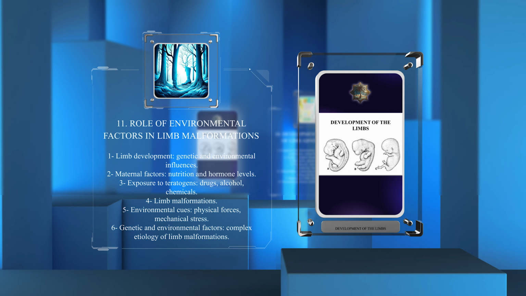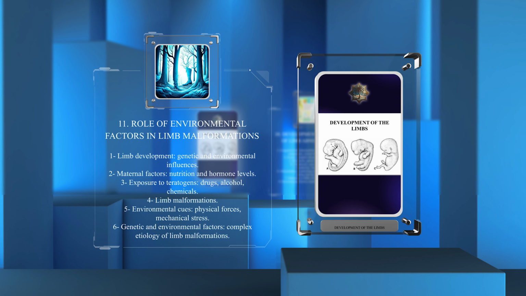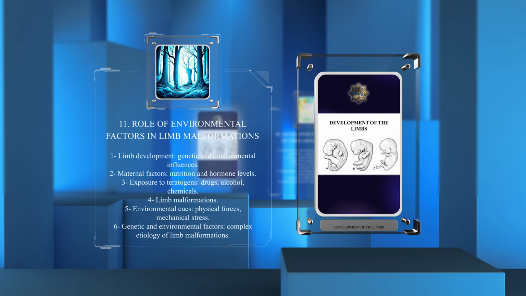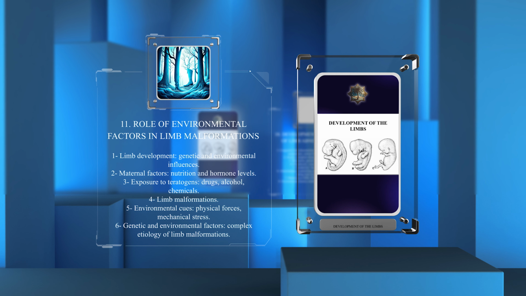Maternal factors, such as nutrition and hormone levels, can affect limb development. Additionally, exposure to teratogens, including drugs, alcohol, and chemicals, during critical periods of limb development can lead to limb malformations. Moreover, environmental cues, such as physical forces and mechanical stress, can influence limb morphogenesis. Understanding the interplay between genetic and environmental factors is crucial for elucidating the complex etiology of limb malformations.